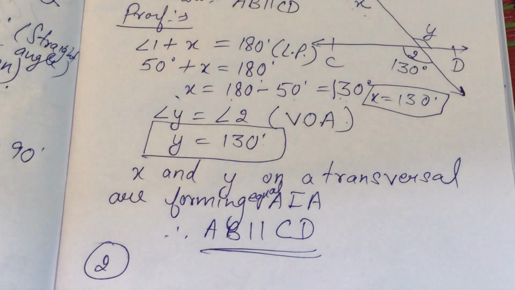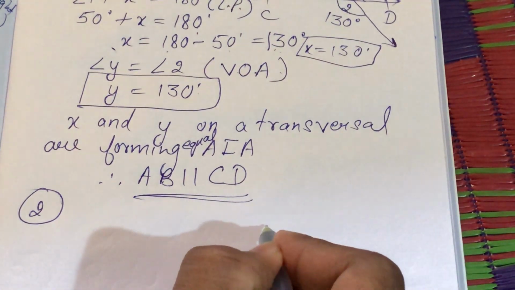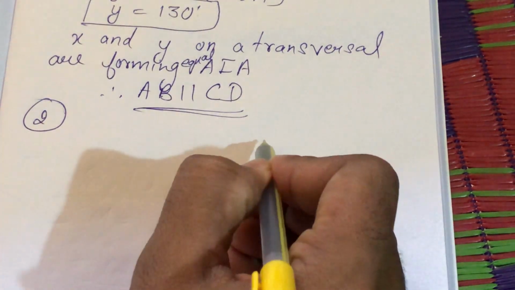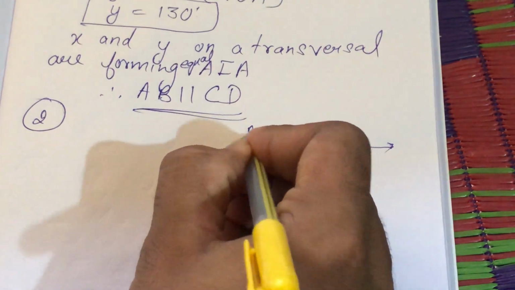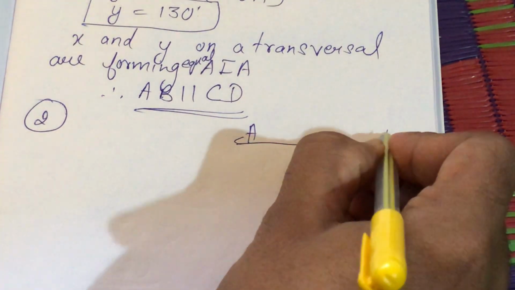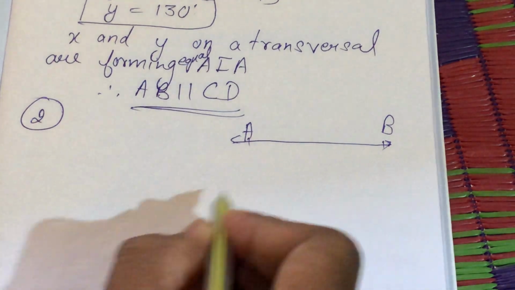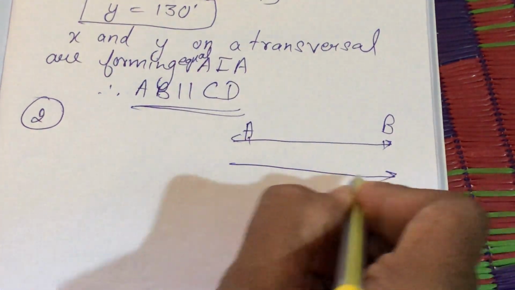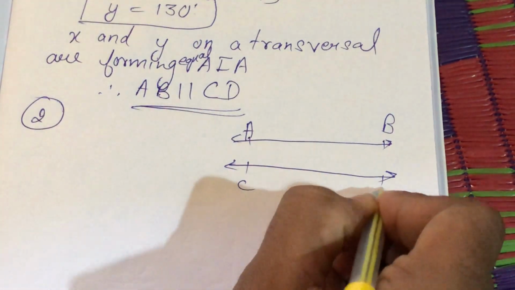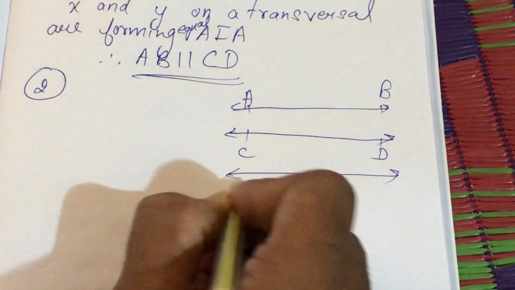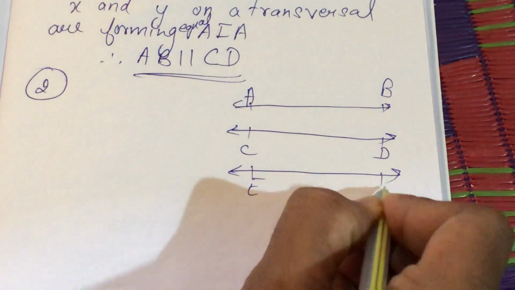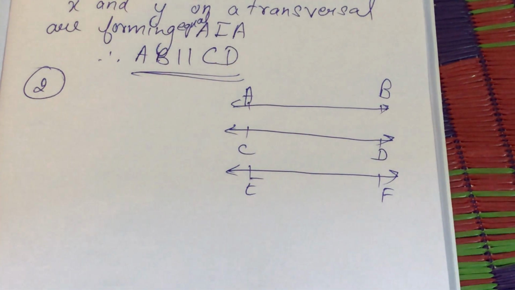The second question. We are given three parallel lines this time. This I will draw here. Three parallel lines. A, B. Then parallel to C, D. Then parallel to E, F. All these three lines are parallel. AB parallel to CD parallel to EF.